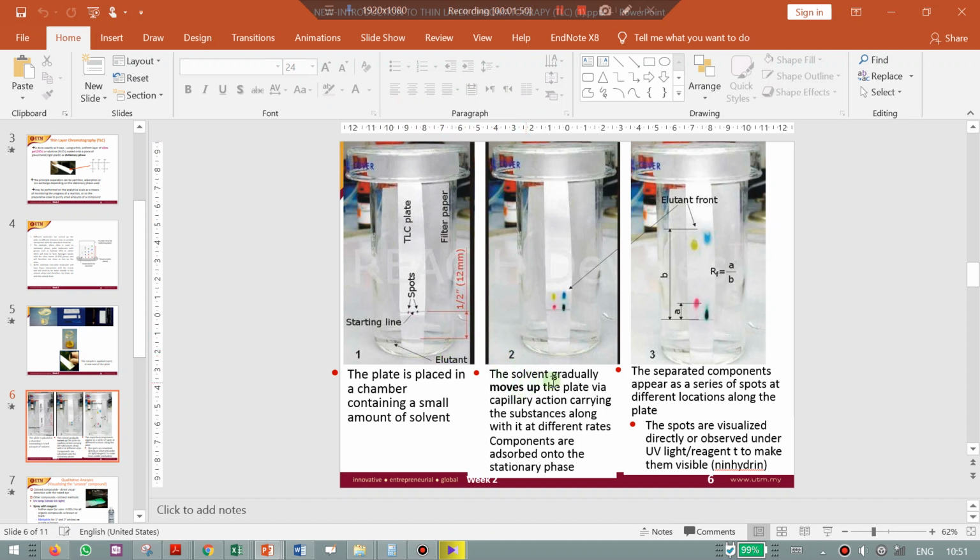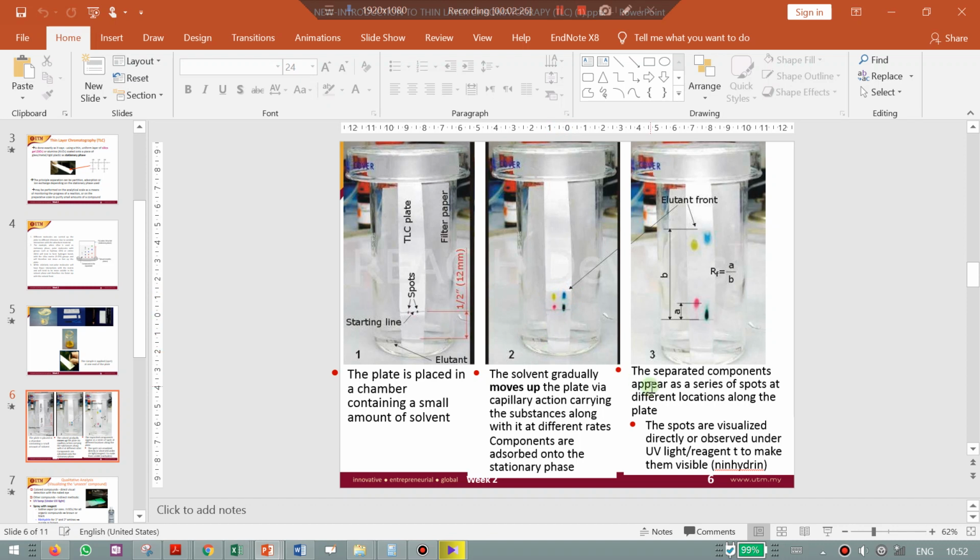Okay, then the solvent gradually moves up the plate via capillary action. The solvent will move upwards via capillary action, carrying the substances along with it at different rates. Components are absorbed into the solution phase. The solvent moves up, and your different compounds over here will move at different rates.